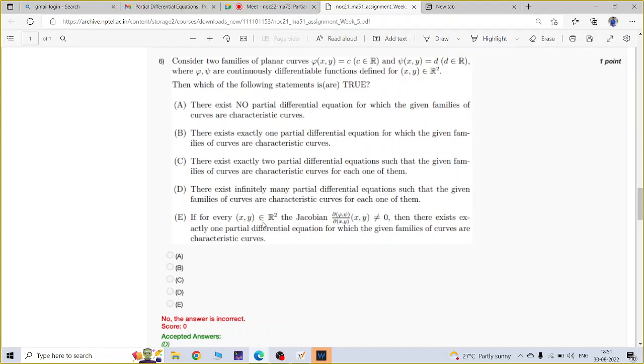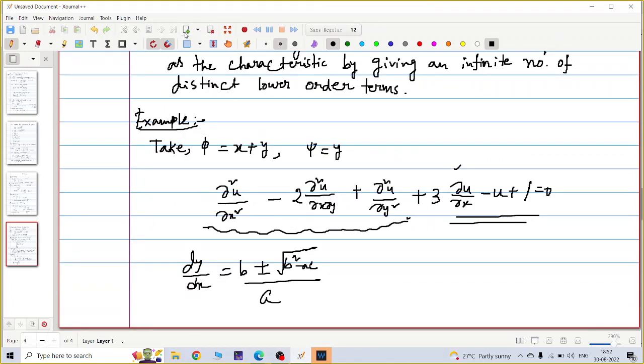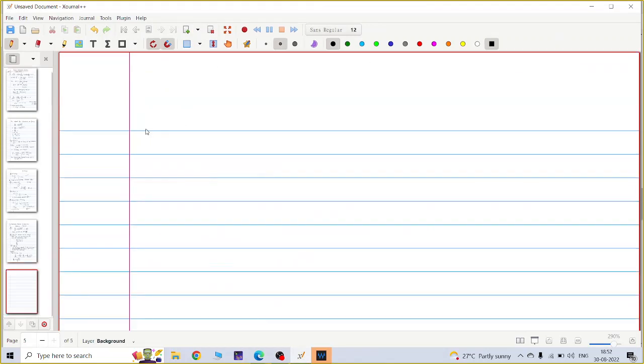So I move to option E. Option E is saying that if for every x, y the Jacobian is non-zero, then there exists exactly one partial differential equation for which the given families of curve are characteristic. So what do you say? If the Jacobian is non-zero, there is exactly one PDE. No, sir. False, sir. Why? You have to give a reason. By adding a constant, we can change the PDE. Still, the Jacobian will be the same.